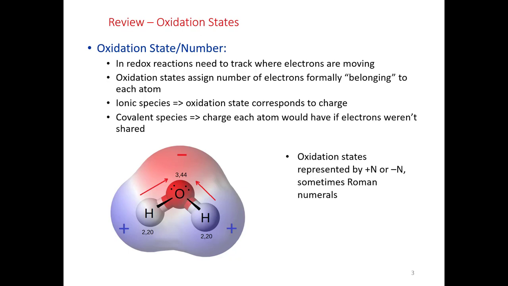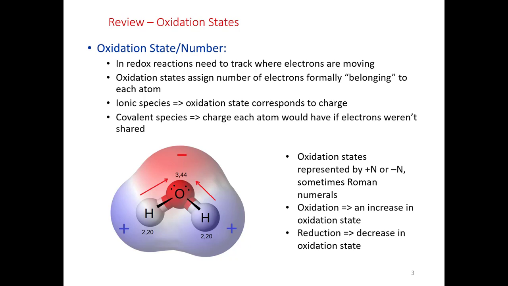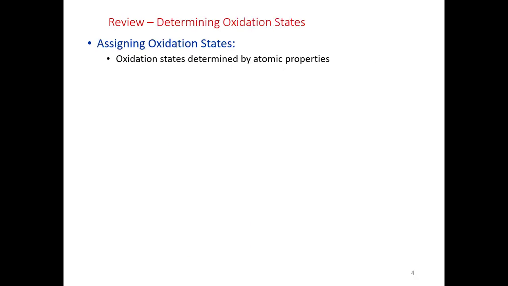Oxidation states are represented by plus N or minus N, or sometimes even with Roman numerals. This is in contrast to the charges on ionic species, which are N plus or N minus. And the reason we use this convention is to help differentiate between charge and oxidation state. So, when something is oxidized, the oxidation state increases. When something is reduced, the oxidation state decreases. When assigning oxidation states, atomic properties really dictate how we do so.